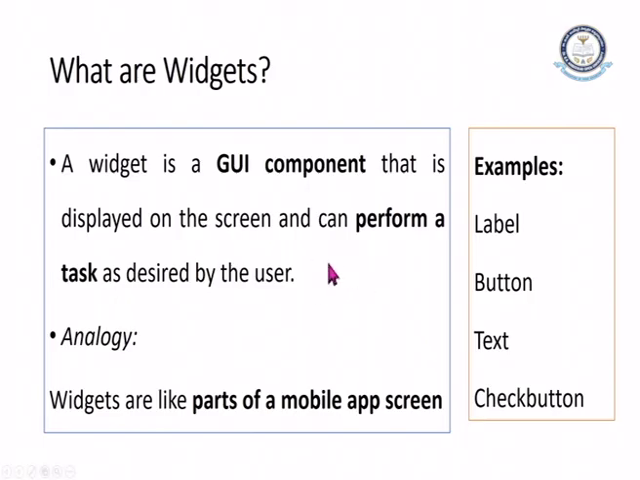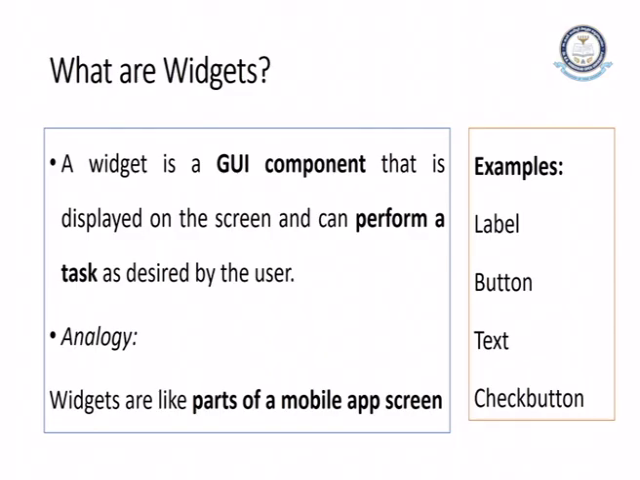Suppose you have a mobile, and if you want to send a message in WhatsApp, you have a send button, that is one widget. And if you want to type a message, we use a text box. In that box you need to type the text, so that is also one widget. So some examples of widgets are label, button, text, checkbox, radio button. These are some examples of widgets.